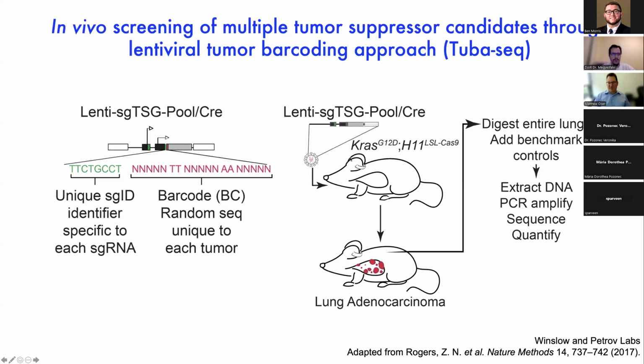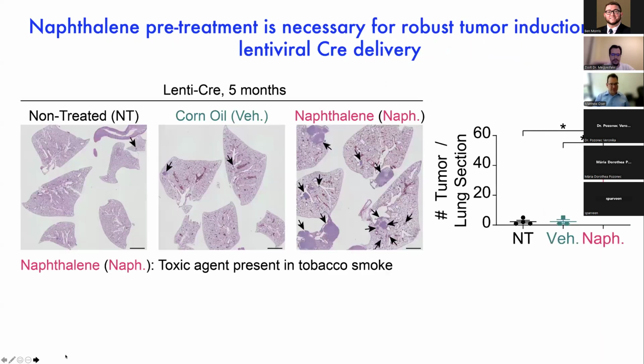And so Monty Winslow's lab really pioneered this with the Petrov lab in adenocarcinoma models, looking at KRAS and then looking at cooperative tumor suppressors in a pool that may increase tumor growth. So this is really looking at tumor suppressor genes. So I mentioned the limitations of lentivirus. There are a lot of advantages of lentivirus, but the limitation is that tumors, at least small cell tumors, just don't form that well in lentiviral delivery.